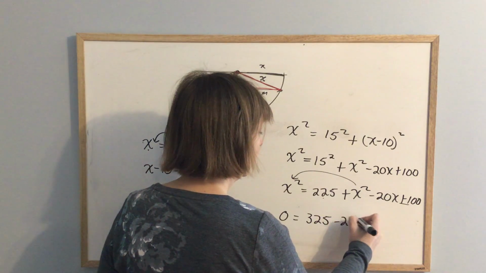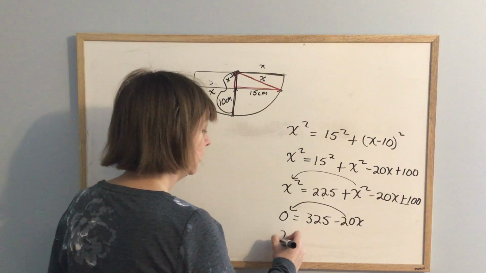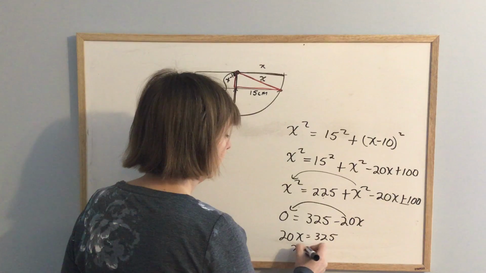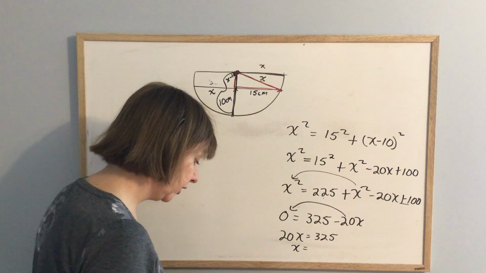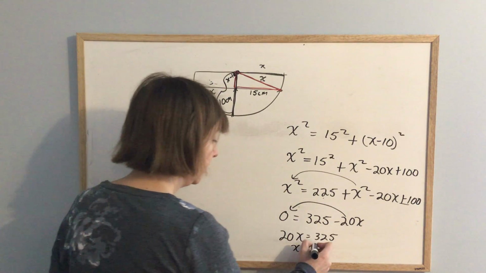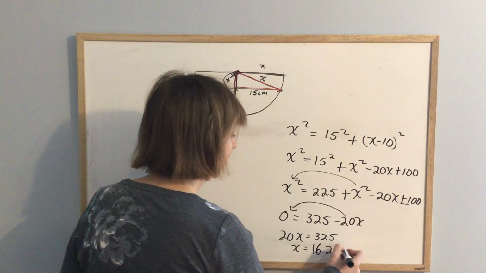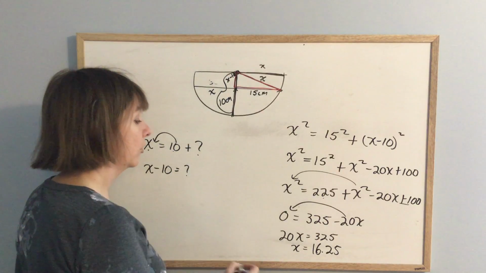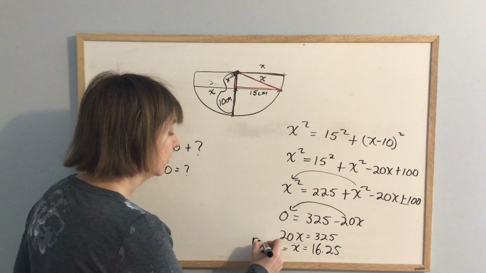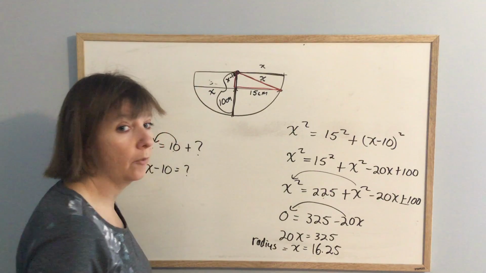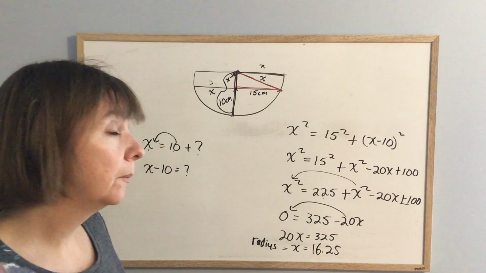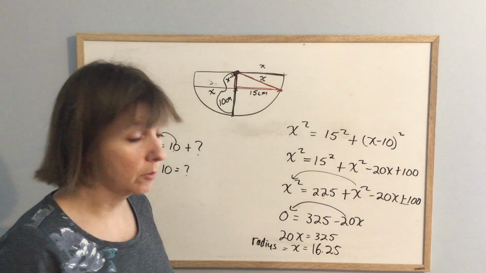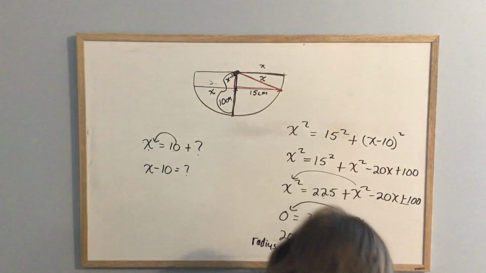minus 20x. So if I move this over here, I have 20x is equal to 325. And so x is equal to whatever 325 divided by 20 is. It's 16.25. That is what x, or the radius, is, which is what they wanted to know. So again, I used my knowledge of the Pythagorean theorem and just really some logical reasoning to figure that out.